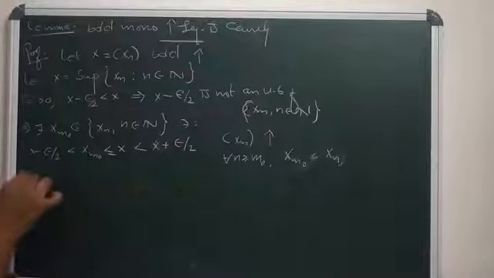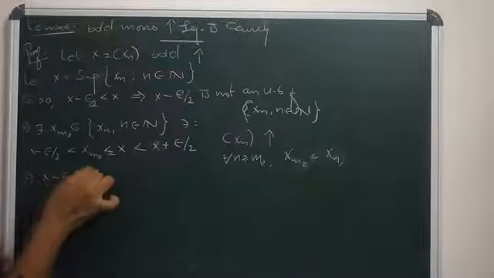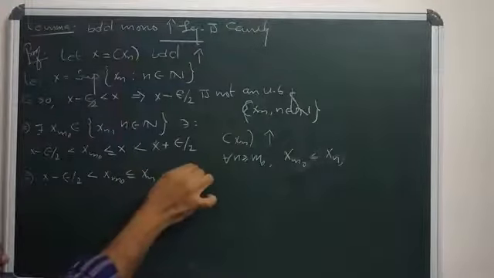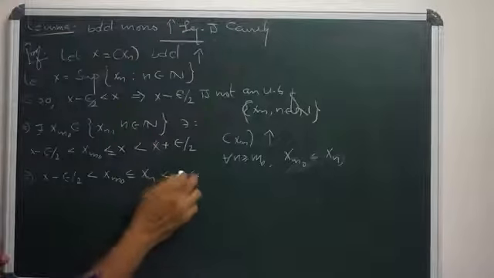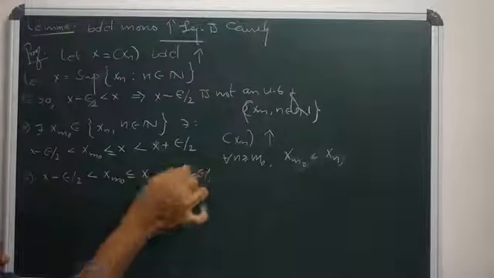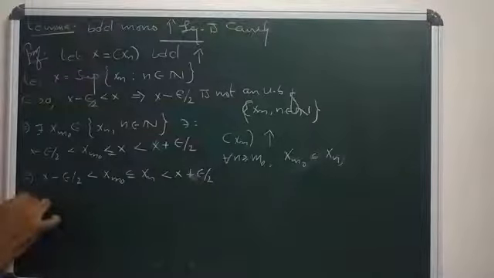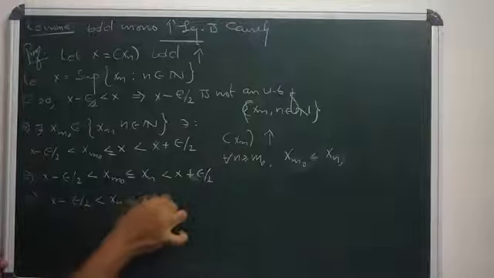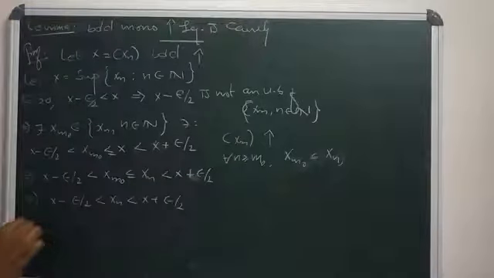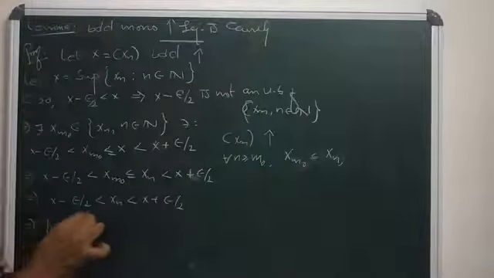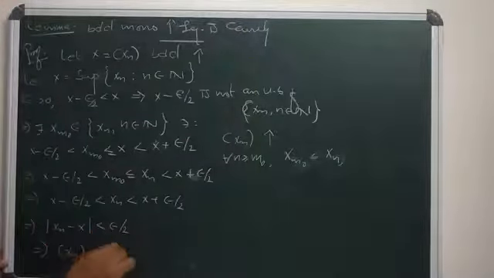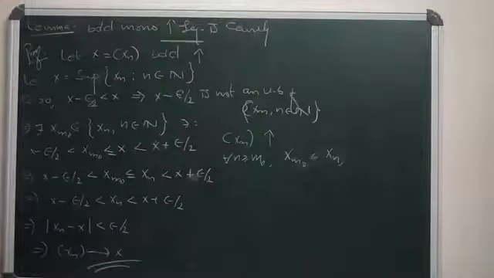Therefore, we have x minus epsilon by 2 less than x_m0, which is less than or equal to x_n, which is less than x plus epsilon by 2. That means x minus epsilon by 2 is less than x_n, which is less than x plus epsilon by 2. That means modulus of x_n minus x is strictly less than epsilon by 2. So x_n converges to x.